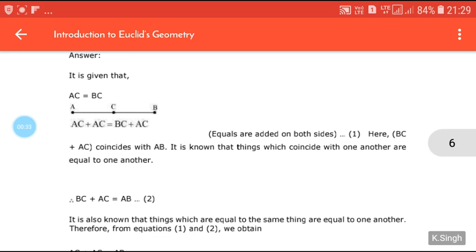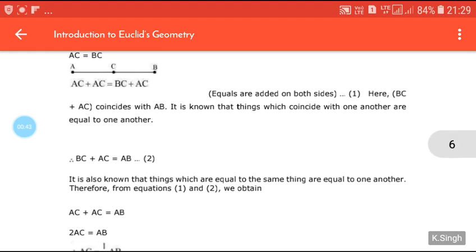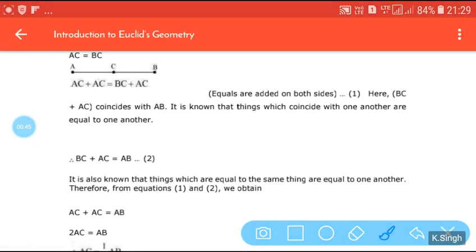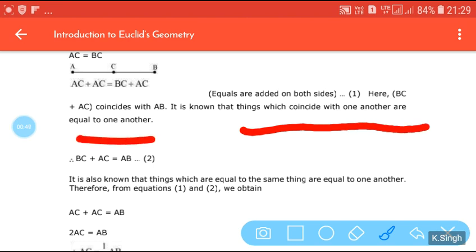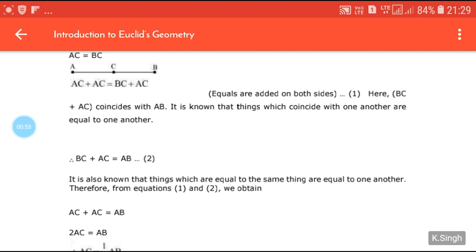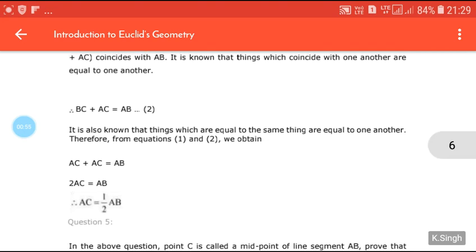Why? Equals are added on both sides. Here BC plus AC coincides with AB. It is known that things which coincide with one another are equal to one another. This thing you have to remember. What you have to remember? Things which coincide with one another are equal to one another. Therefore, BC plus AC is equal to what? AB. It is also known that things which are equal to the same thing are equal to one another.